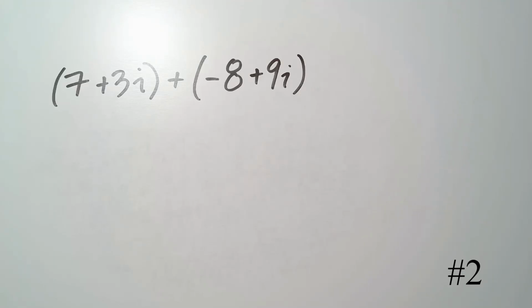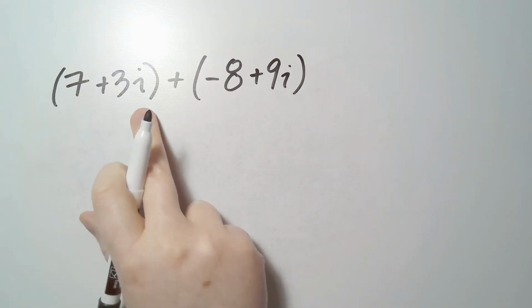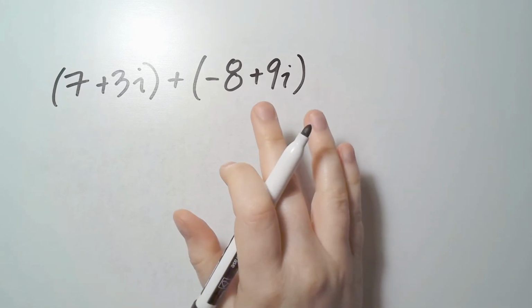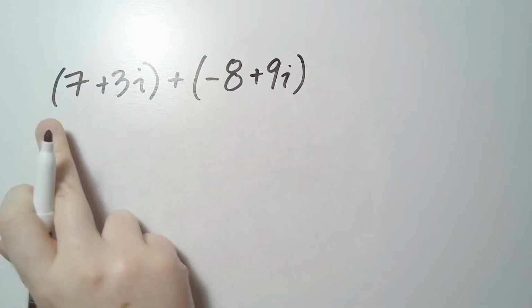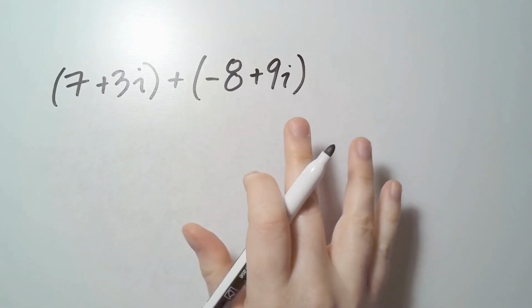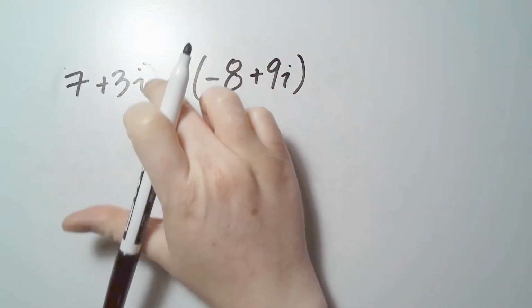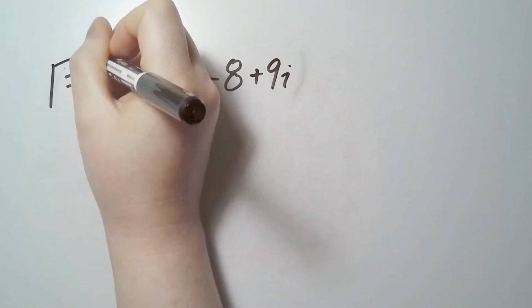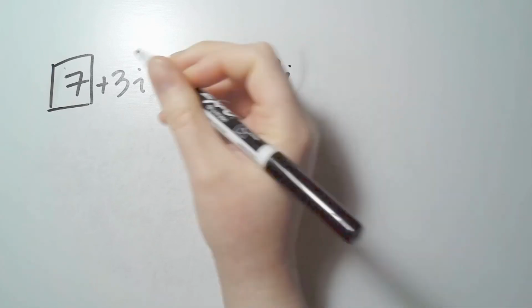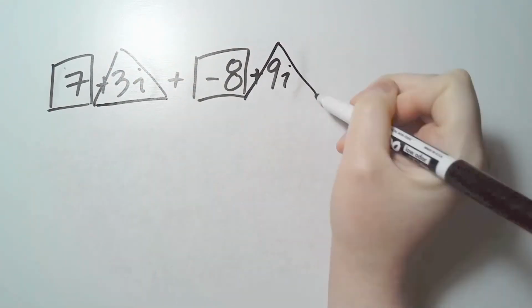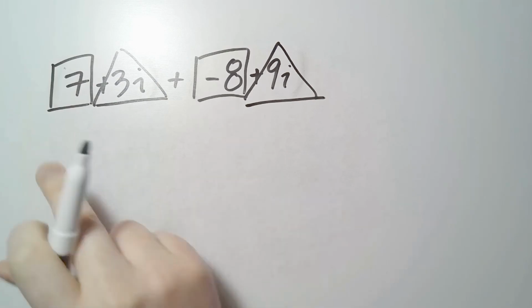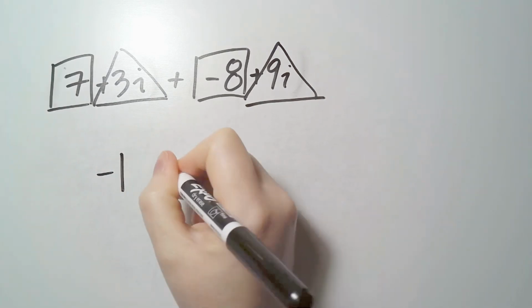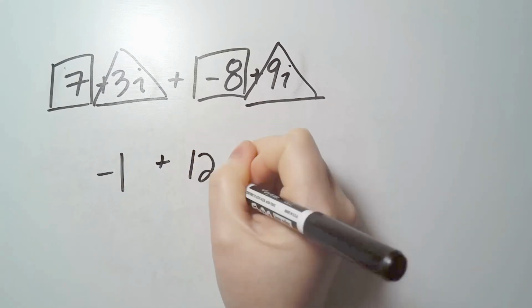For number 2, don't get intimidated by i. Just treat it like an x until you reach the very end of the problem. So treating i like an x, notice, do we have any multiplication? No, which means with or without these parentheses, this is going to be exactly the same. So we can just drop these parentheses and nothing else about the problem will change. At this point, we just want to add our like terms. So we're going to add this 7 to this negative 8 and this 3i to this 9i. So doing that, we should get negative 1 plus 12i.